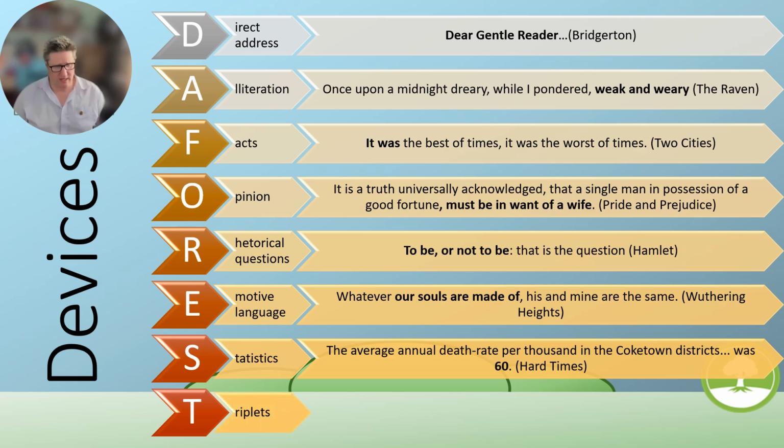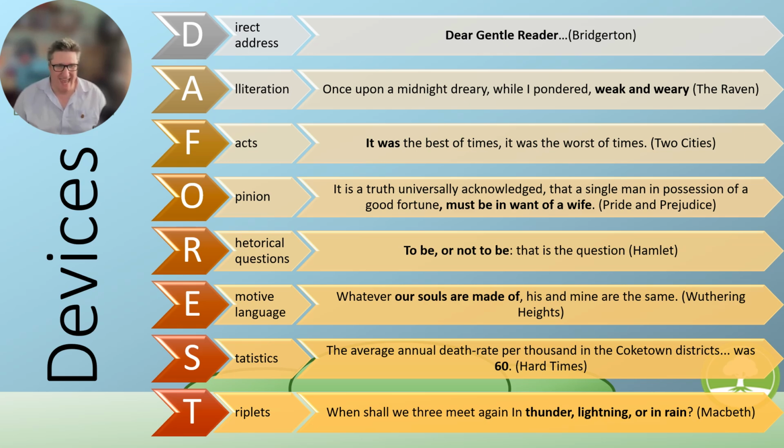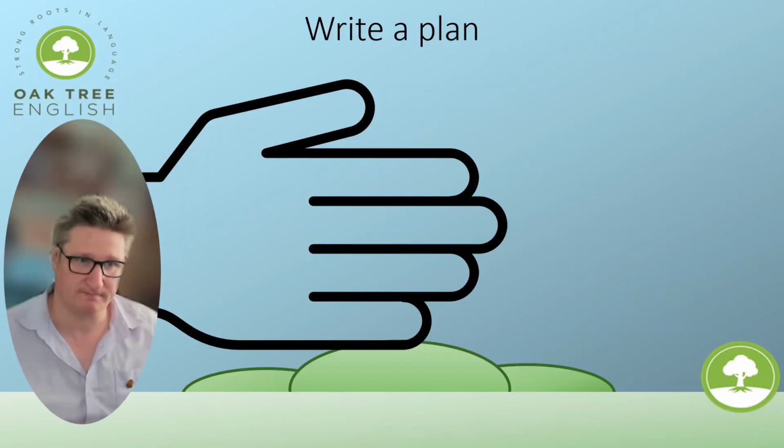Then you've got triplets, or the rule of three. When shall we three meet again? In thunder, lightning, or in rain? When the hurly-burly's done, when the battle's lost and won, where the place upon the heath, there to meet with Macbeth! So to speak. Thunder, lightning, or in rain would be an example of the rule of three or triplets. Shoving some of these devices in as answers to questions can show a higher engagement with language.